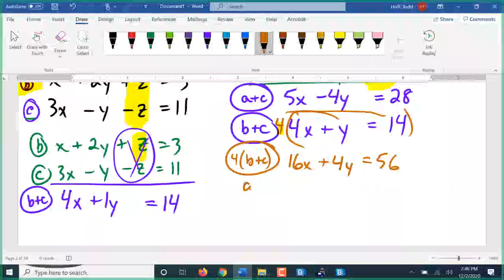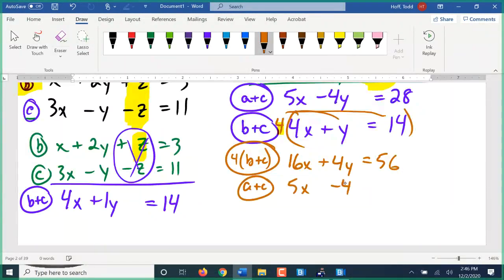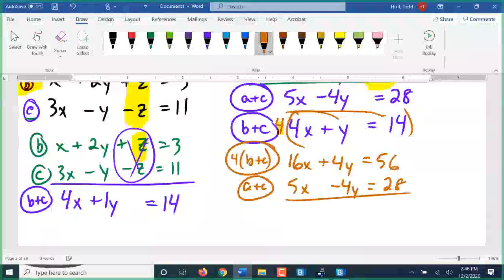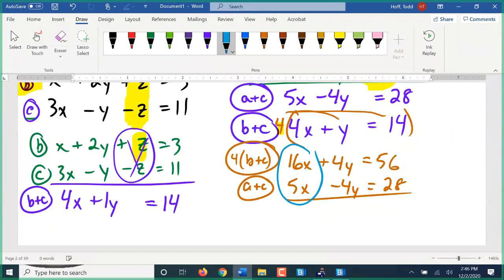My A plus C equation, I'm just going to keep: 5x minus 4y equals 28. And you can see why we're keeping it, because the y variable is going to be eliminated when we add the equations, when we do our addition. So 16x plus 5x is 21x. 4y plus negative 4y is 0y, that's gone, equals 56 plus 28 is 84.